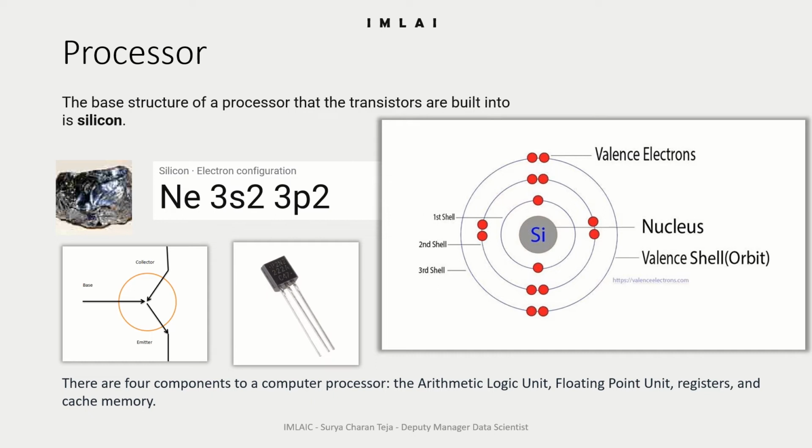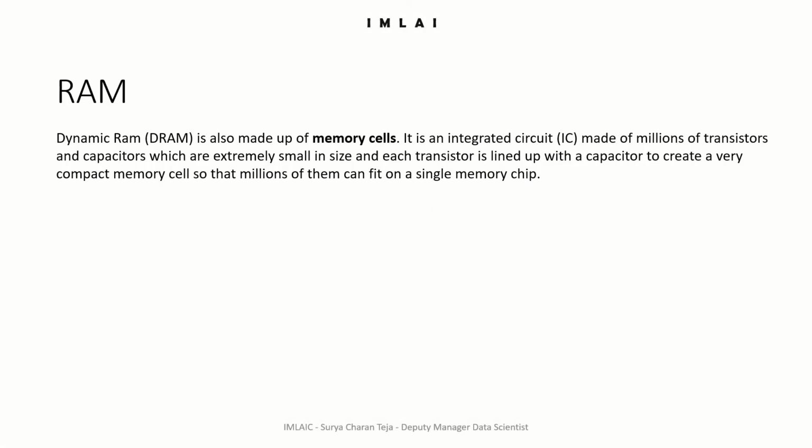So now what we look into is RAM. RAM, as we all know, is also made up of transistors, but with a little more addition. It consists of an integrated circuit made up of millions of transistors and capacitors, which are extremely small in size, and each transistor is lined up with a capacitor to create a very compact memory cell, so that millions of them can fit on a single memory chip.